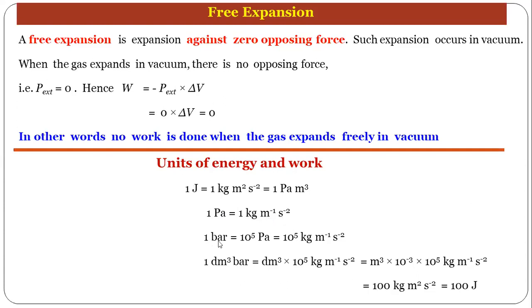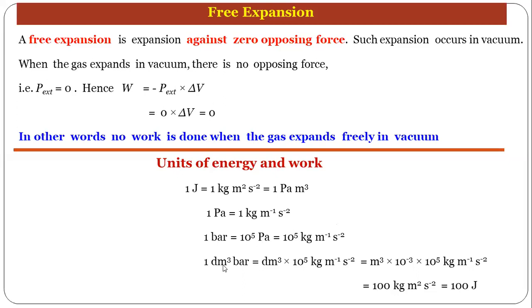Now I am coming to the bar. 1 bar is equal to 10 raised to 5 pascals. Remember. So already we know about the pascals. 1 bar is equal to 10 raised to 5 pascals. We are putting these values: 10 raised to 5 kilogram per meter per second square. So this is the bar and Pascal relation.